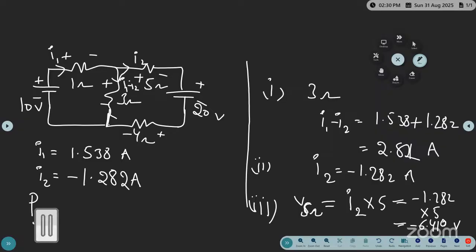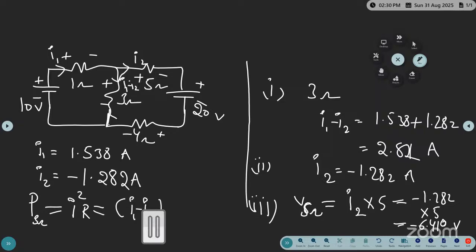You can write like this. P of suffix 3 ohm is equal to I square R. What is the current in 3 ohm? I1 minus I2 whole square into R. I1 minus I2 we have already done here. Yes, how much? 2.82. 2.82 square into its resistance. How much? 3. 2.82 square into 3.